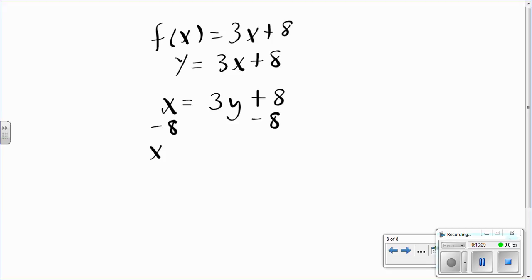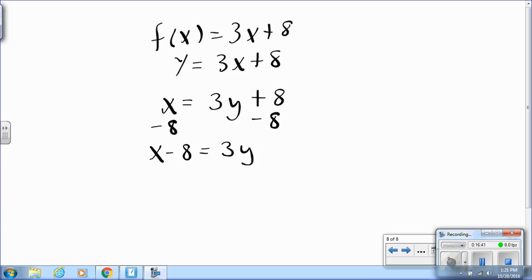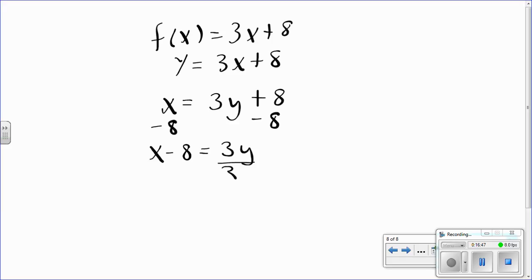You can't really subtract x minus 8 because they're not like terms. But we knew that already. Okay, so last thing we need to do is divide by 3.